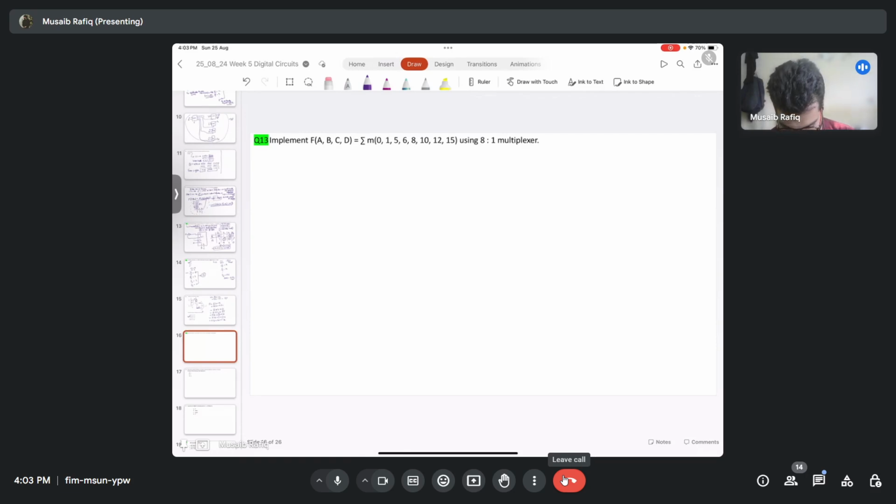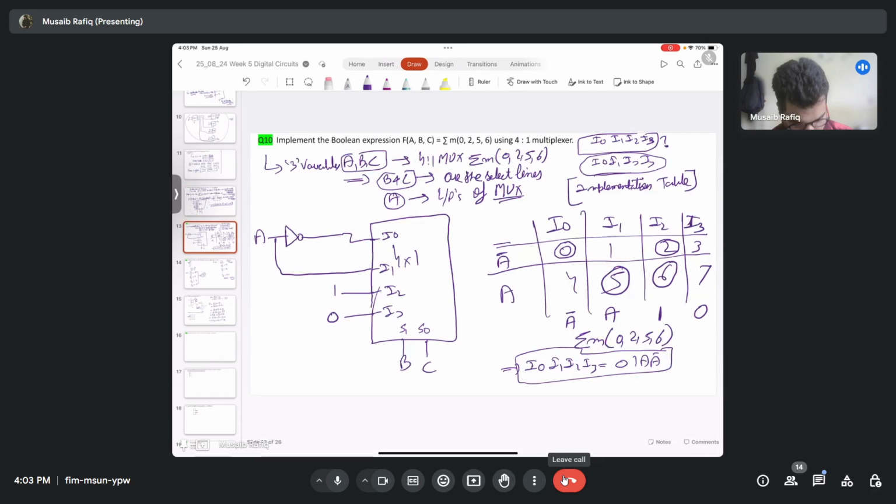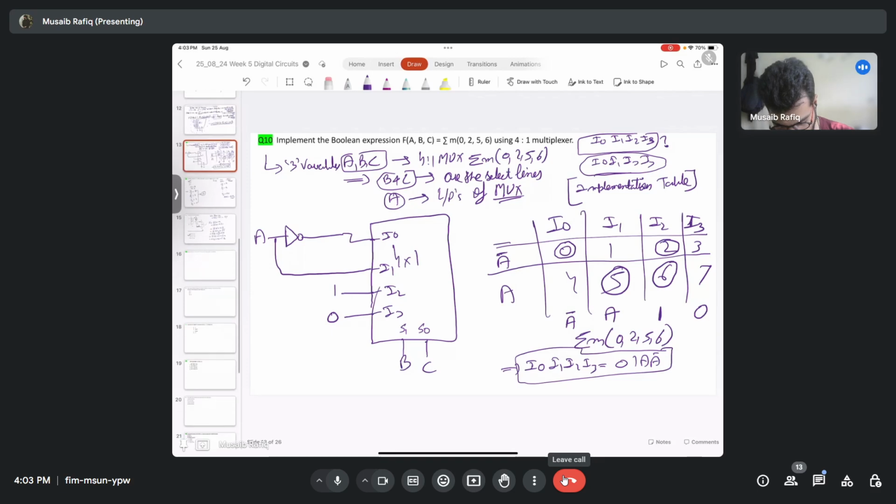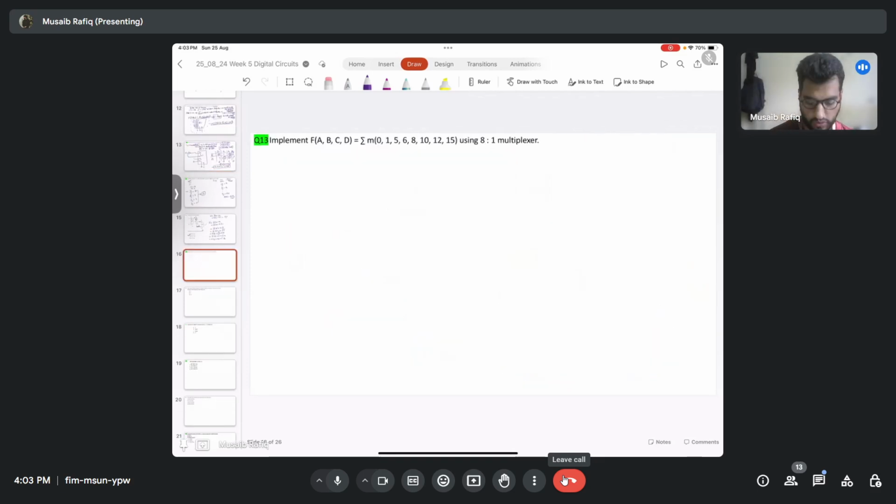So for this, the methodology will be along these lines, right? So the concept is along these lines. I hope you guys can solve it. The question is, I'll show the solution, don't worry, but I want you guys to try it.